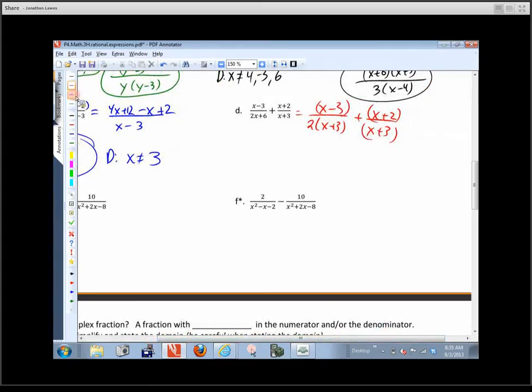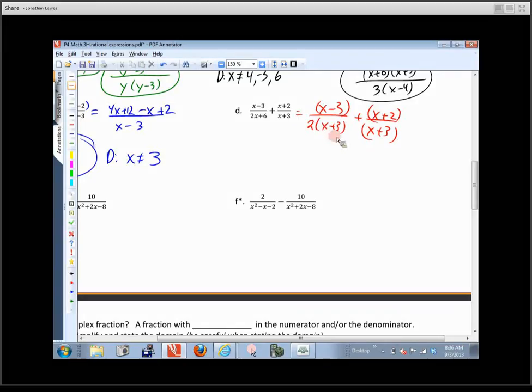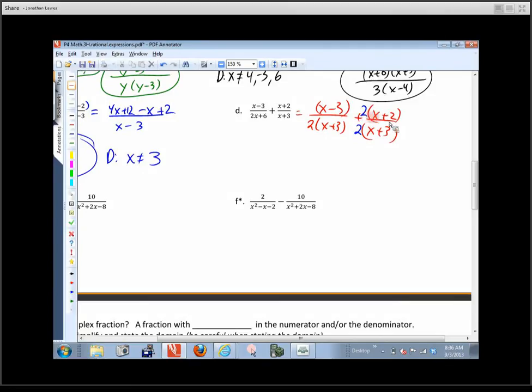Now, how do I make them have the same factors? Is this one missing anything? This first one, the 2x times x plus 3? Nope. Is the other one missing anything? Yeah, it is. It needs a 2, so I'm going to multiply the top and bottom by 2. Please make sure you put the numerator in parentheses here. If you don't, and just write down 2x plus 2, you're going to get it wrong. So here's what we get. We get x minus 3 plus 2x plus 4 on the top, and I get 2 times x plus 3 in parentheses on the bottom.